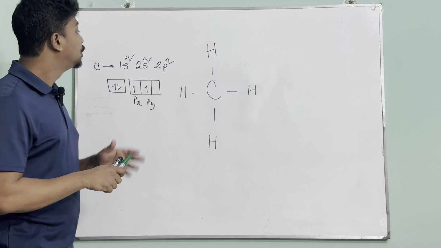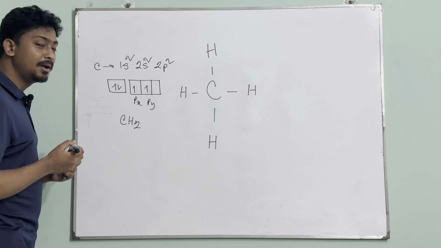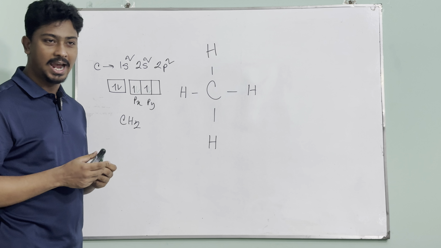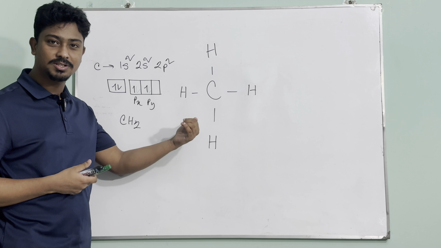So according to the figure, just look at the diagram, carbon should make 2 bonds and the compound that should form is CH2, right? But CH2 is very unstable, hence CH4 is formed, and it does not make any sense. So how does an atom like carbon, which has only 2 unpaired electrons, form 4 identical covalent bonds? That's where hybridization comes in.